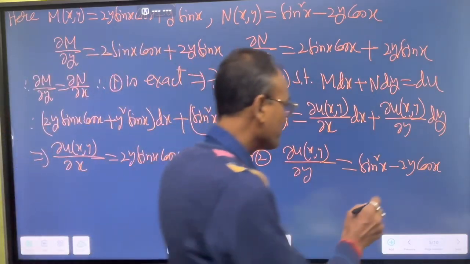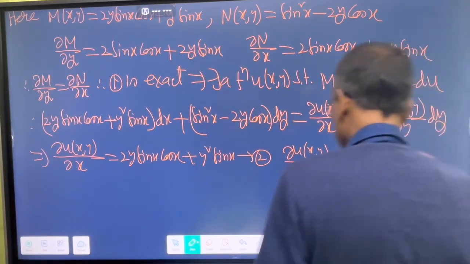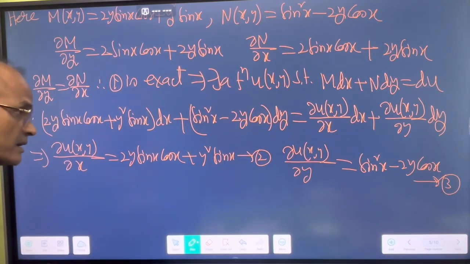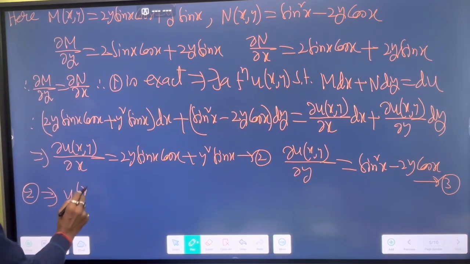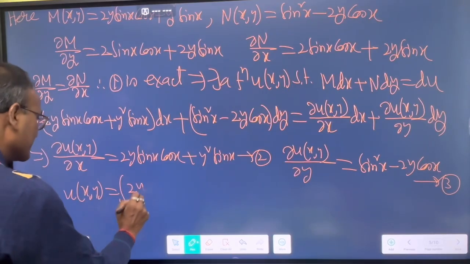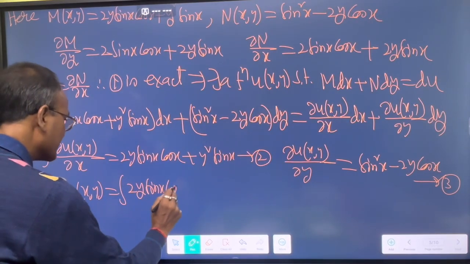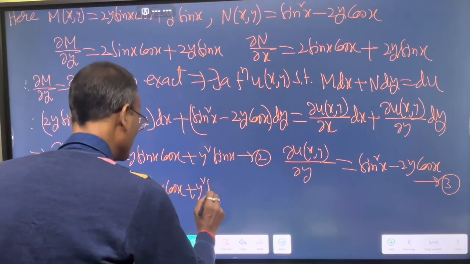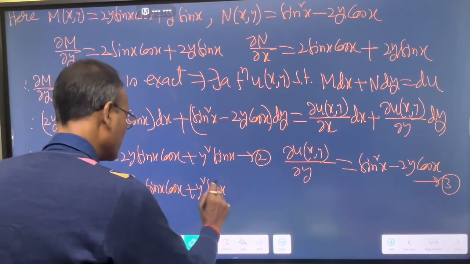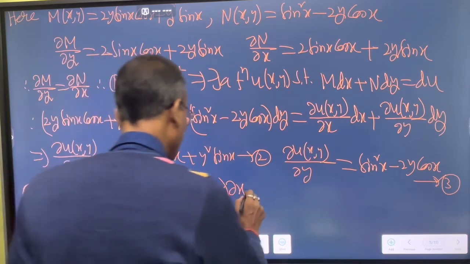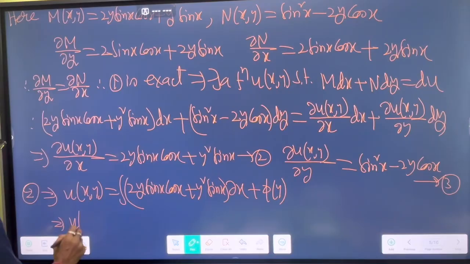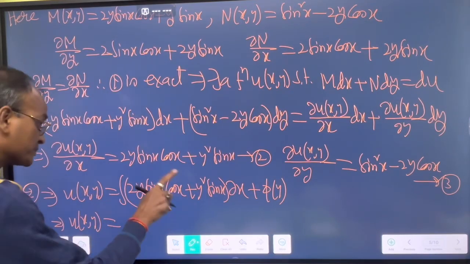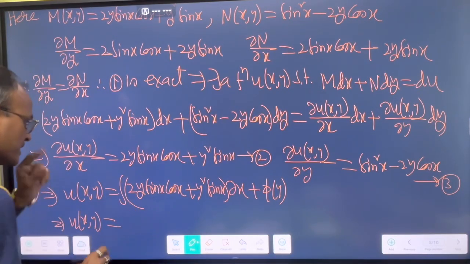From this is number 3. From 2 you will get u_xy equal to the integral of twice y sin x cos x plus y square sin x, del x, plus pi y. This means u_xy equal to, with respect to x, partially treating y as constant, what will be this?